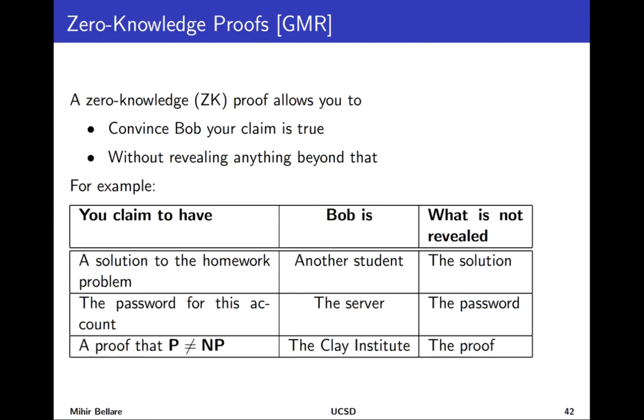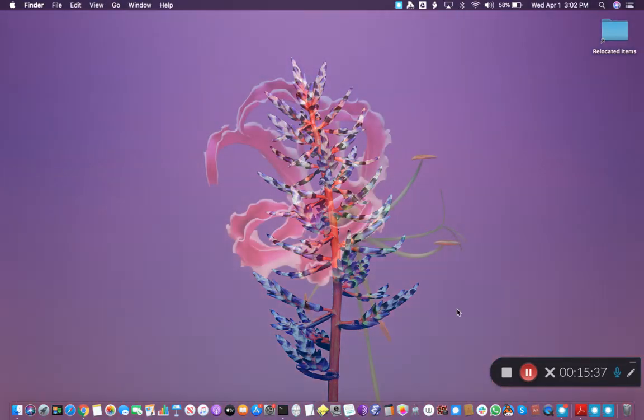Another fascinating protocol is zero-knowledge proofs. So it's a way to convince someone your claim is true without revealing how. And we'll look at that in a little more detail in the next segment, so I won't talk about it further here.